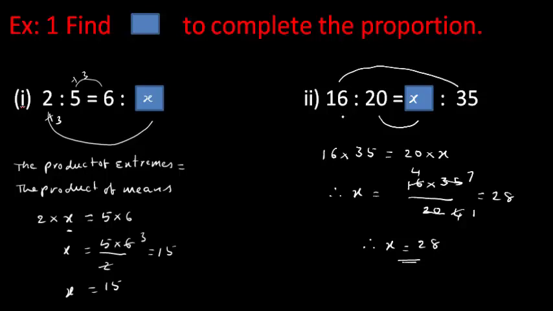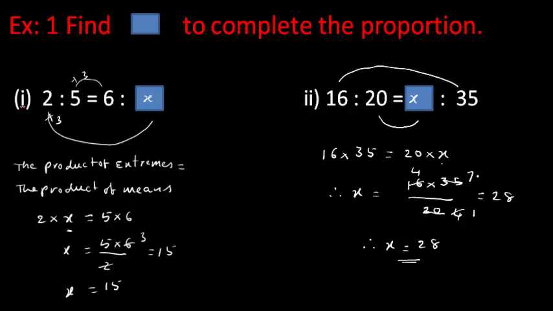Again, these two ratios are equal, so these are in proportion. The product of extremes equal to the product of means. So 16 into 35 equal to 20 into X. Now we find out the X value. So X equal to 16 into 35 by 20.